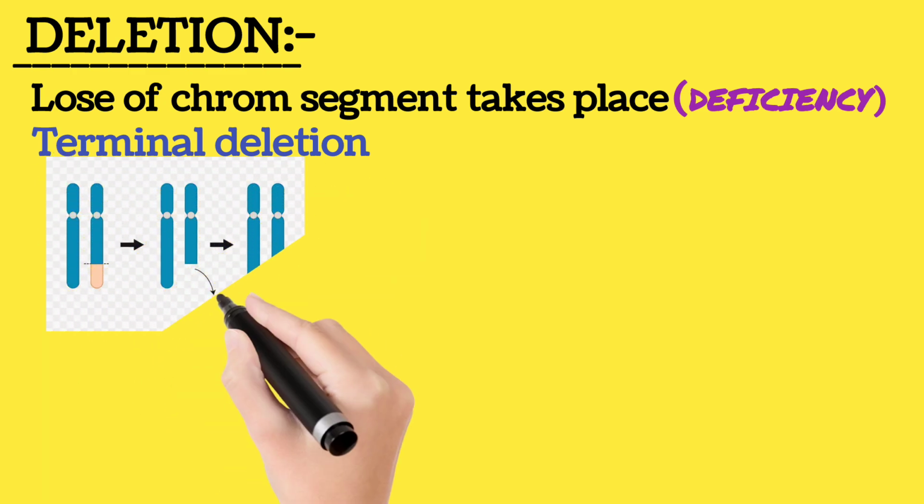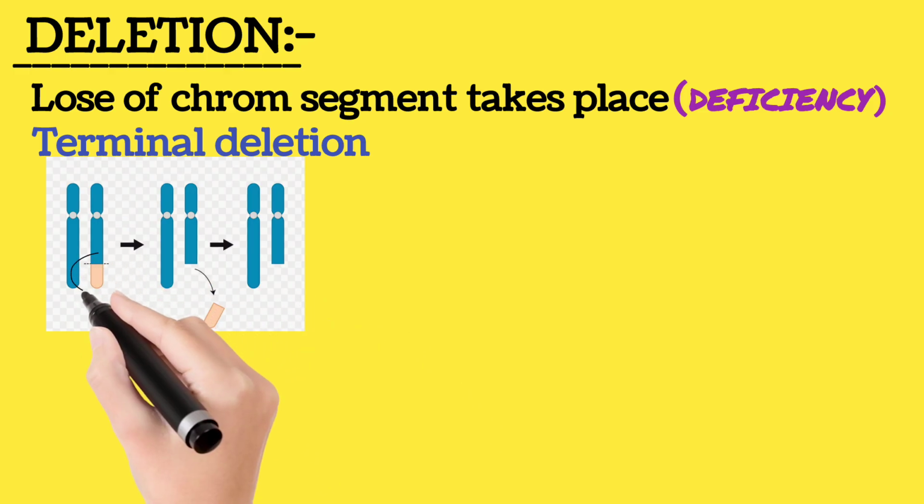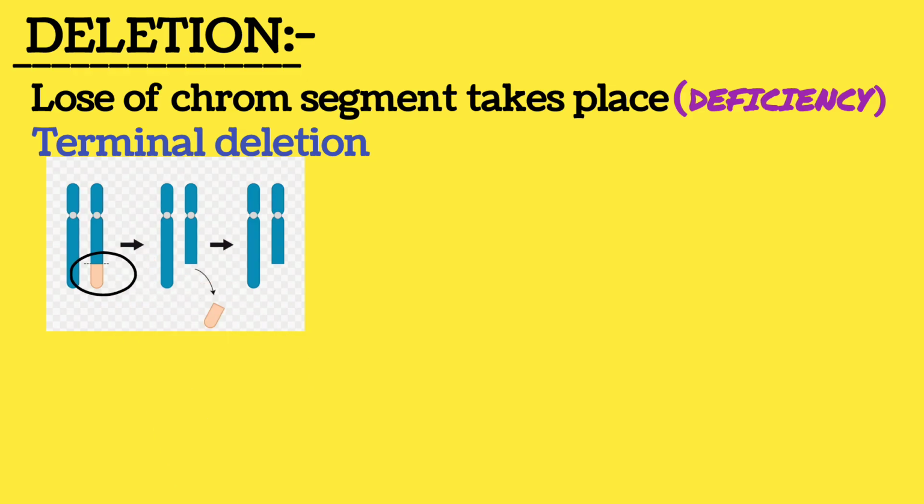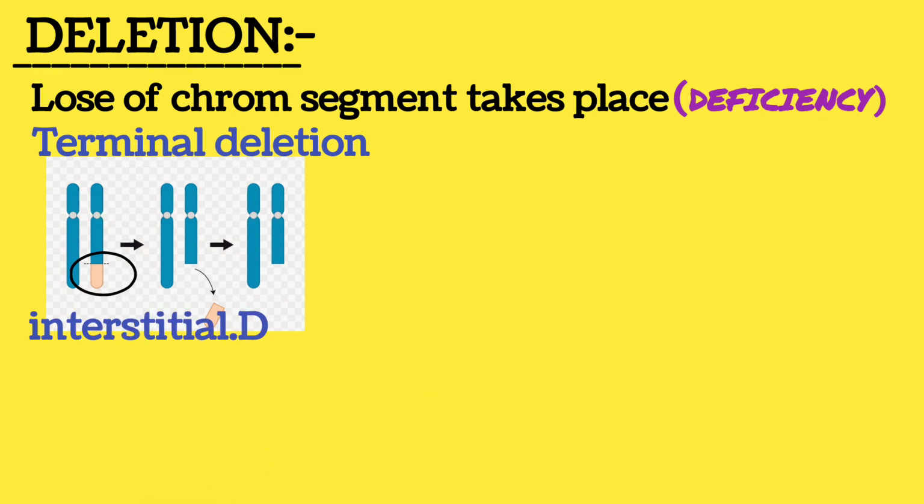This is the diagrammatic representation. Look towards this region. Loss of a segment of the chromosome takes place. It involves a single cut in the chromosome. Now the second very important type is interstitial deletion. Here is the diagrammatic representation of the second case. Here the loss of chromosome segment takes place in the middle, so it involves two cuts.